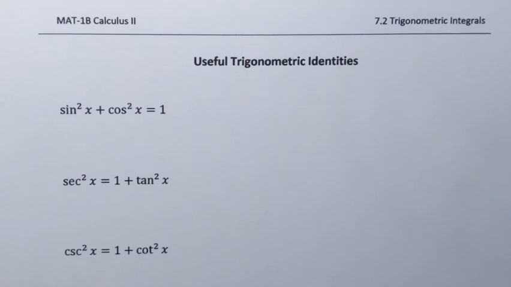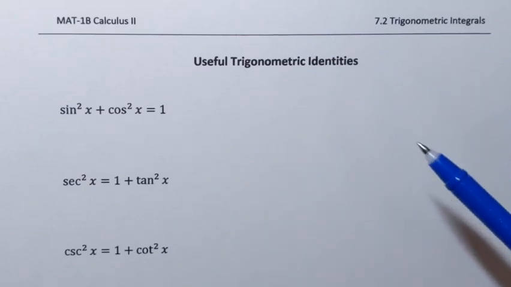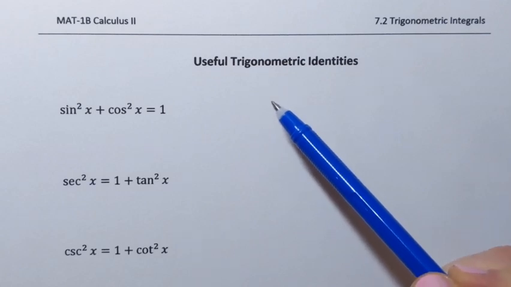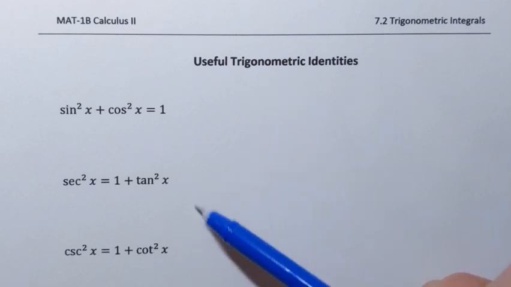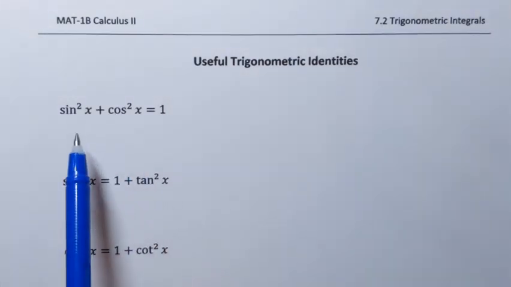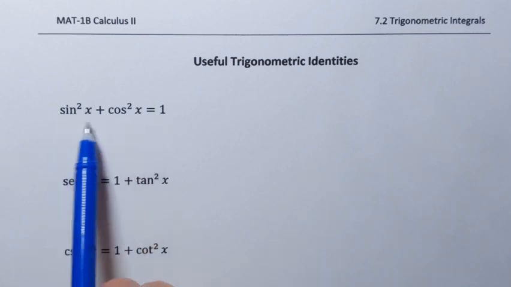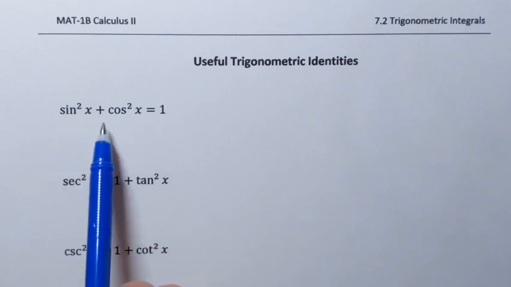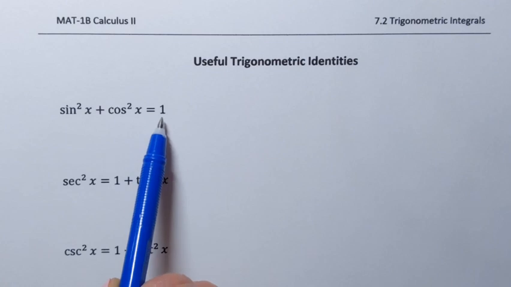To successfully evaluate trigonometric integrals, we would want to refresh some trigonometric identities first. So we're going to do it right now. Now, hopefully remember this basic Pythagorean identity, sine squared of x plus cosine squared of x equals 1.